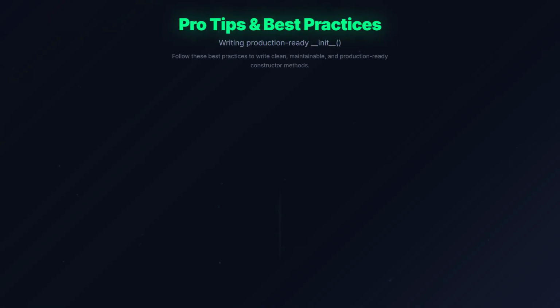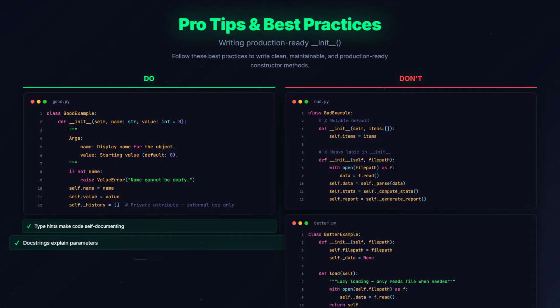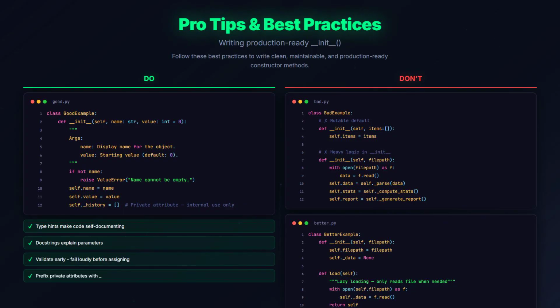Here are some pro tips for writing production-ready __init__ methods. Do use type hints to make your code self-documenting. Do write docstrings that explain each parameter. Do validate early and fail loudly before assigning attributes. Do prefix private attributes with an underscore to signal they are for internal use only. Do not use mutable defaults. Always use None instead. Do not put heavy logic in __init__. Use lazy loading when appropriate. Do not make __init__ do too much. Keep it focused on initialization. Following these best practices will make your code cleaner, more maintainable, and less bug-prone.